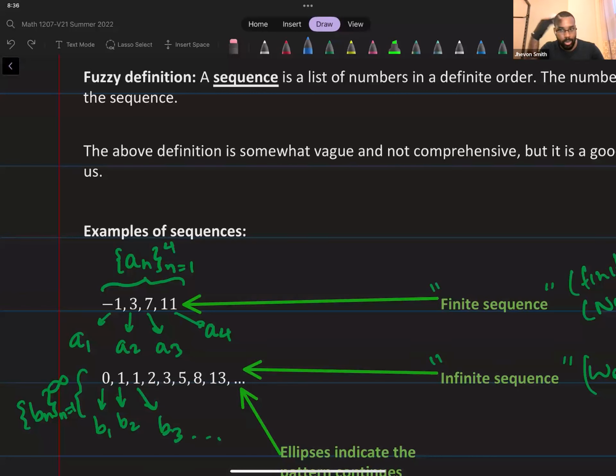So this wasn't just a random list of 4 numbers. There was an idea in the back of my mind when I wrote down this list, and I just stopped it at a certain point. What about the second sequence? Does anyone know what the rule is or what that sequence is called?